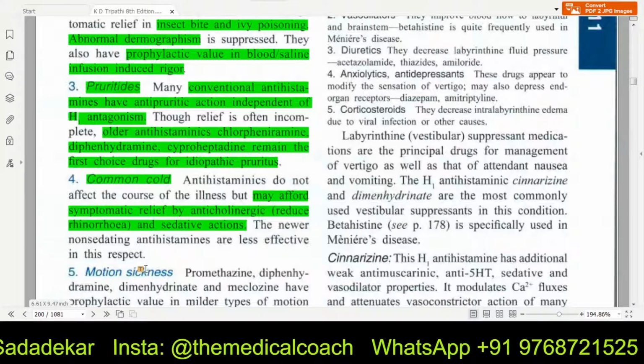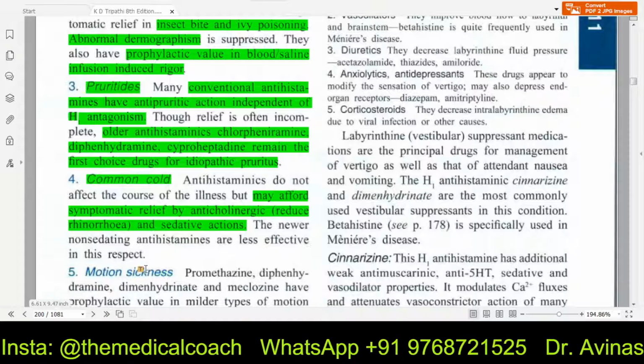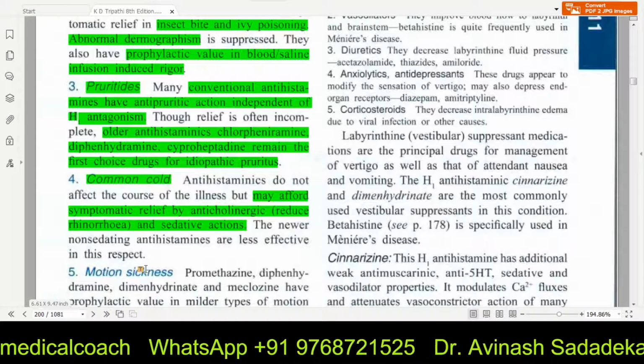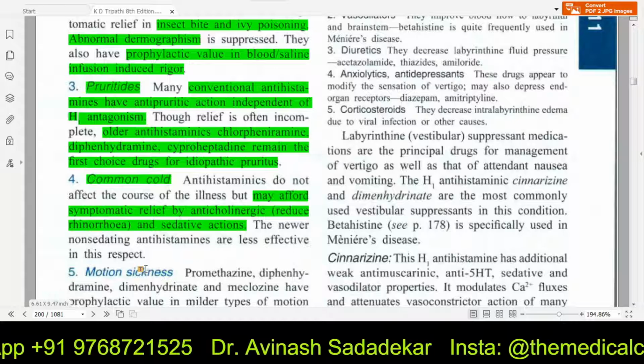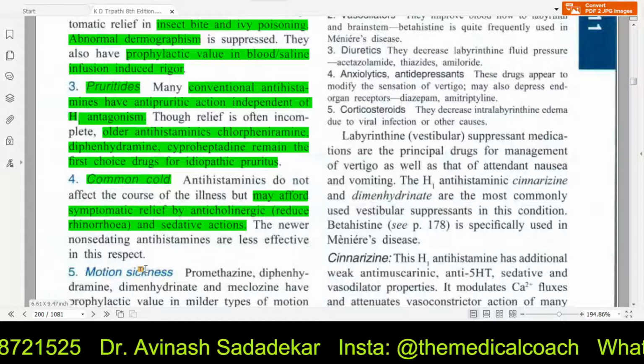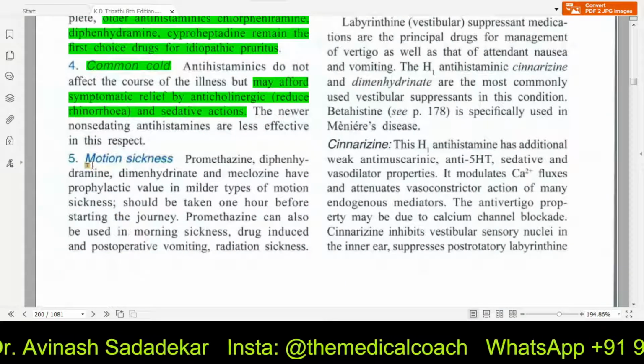Newer ones are of course less effective because you want to reduce the secretions in the nose. You better give something that works by anticholinergic mechanisms. The newer ones don't have anticholinergic properties.